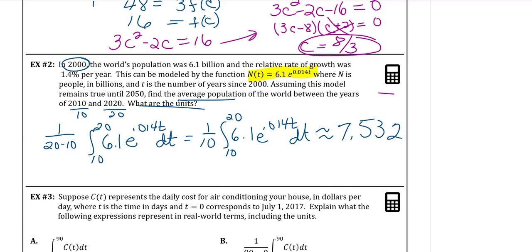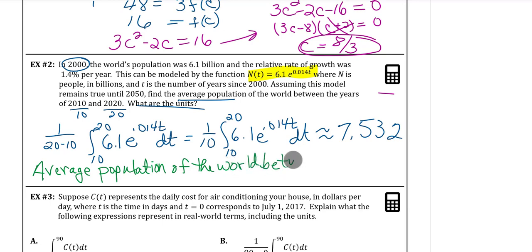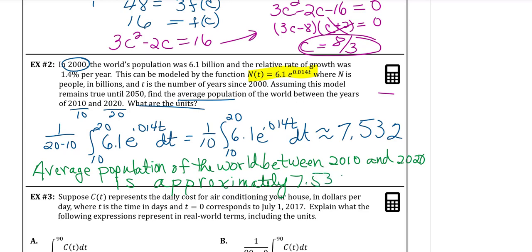So what we can say is that the average population of the world between 2010 and 2020 is approximately 7.532 billion people.